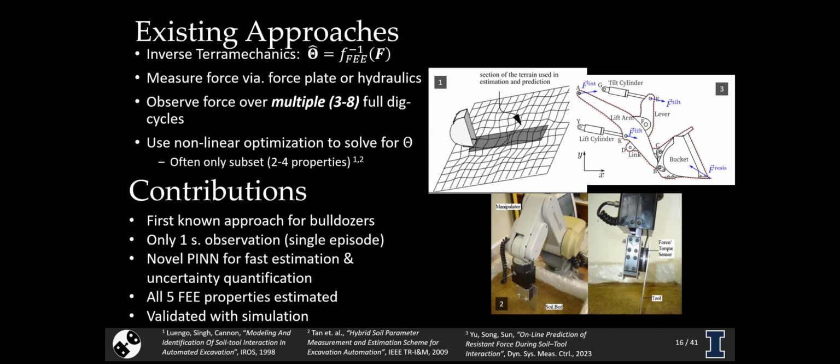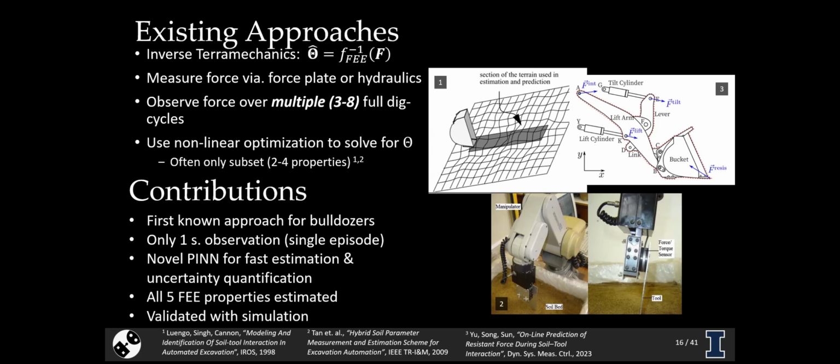So the major contribution of this work is that this is, to my knowledge, the first known approach for bulldozers. There are other people that have used these methods with a blade in sand in a test bed, but this is the first known approach on an actual moving vehicle. And in order to enable that, instead of requiring these 3 to 8 full dig cycles, we're just requiring a 1 second history of data of the system interacting with the terrain. And this is important because the bulldozer is not stationary when it's performing these digging operations. It's moving throughout the environment, and so we want to be able to estimate these things fairly quickly.